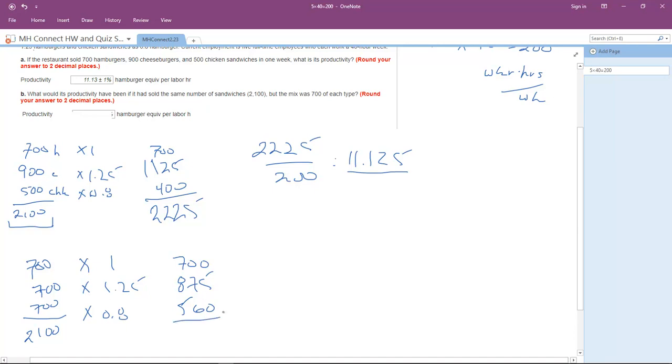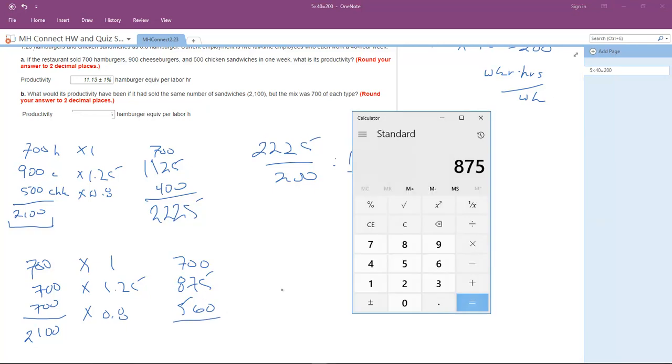And if we add up those equivalent hours, we'll come back over here. I'm not going to trust my mental calculator right now. 700 plus 560 plus 875, and that is equal to 2135. Okay?